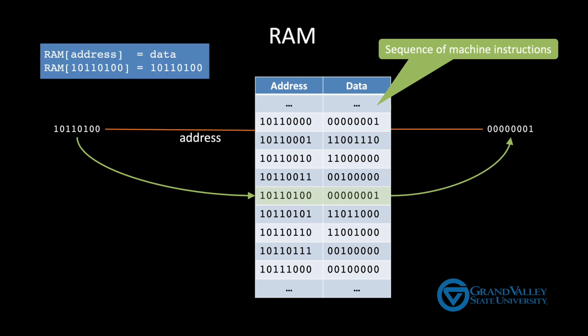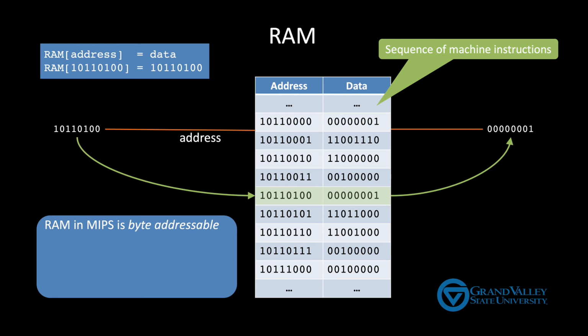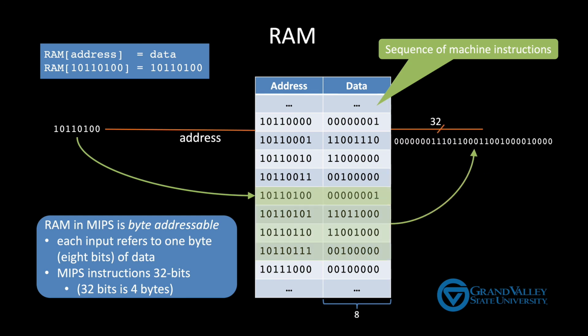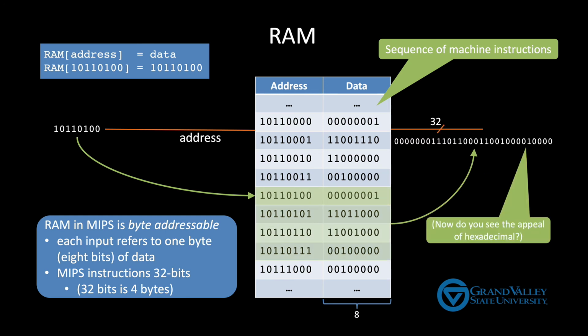In MIPS, RAM is what we call byte addressable. This means that each input refers to 1 byte, or 8 bits, of data. But, if you remember, MIPS machines' instructions are all 32 bits long, which is 4 bytes. So even though a RAM address technically refers to a single byte of data, the hardware will return 4 bytes when accessed. So are you beginning to see the appeal of hexadecimal here?